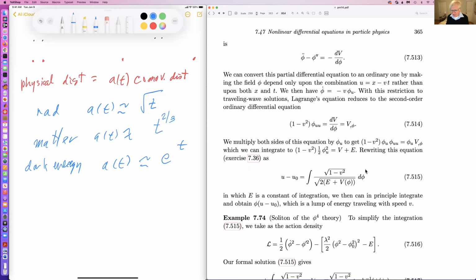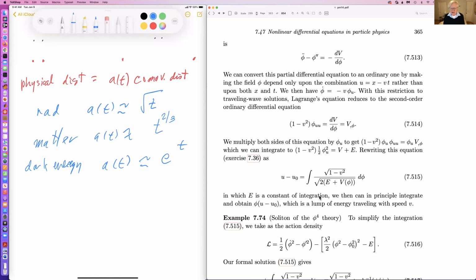If you rewrite this equation, it looks like this. And then if you know what V is, you can integrate this. If you're lucky, MATLAB or Mathematica will do it for you. If not, you can always do it numerically. And then you obtain an equation involving u and phi. And then you can, in principle, invert that and get phi as a function of u minus u0. Of course, inverting anything like this in general is distinctly non-trivial.